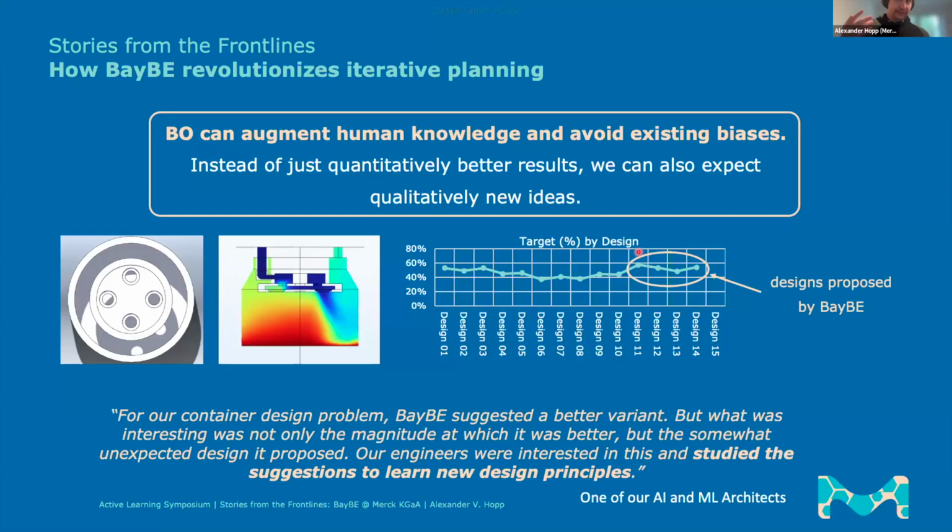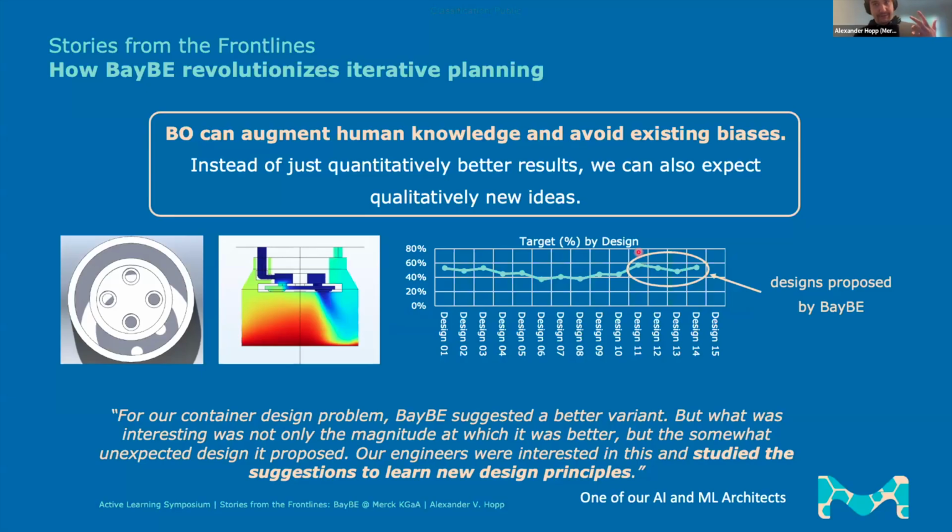As I said, Bayesian optimization typically gives you very good results. But what was interesting was not only the magnitude at which it was better, but the somewhat unexpected design it proposed. Our engineers were interested in this and studied the suggestions to learn new design principles. That is a quote from one of the stakeholders who worked on this use case.